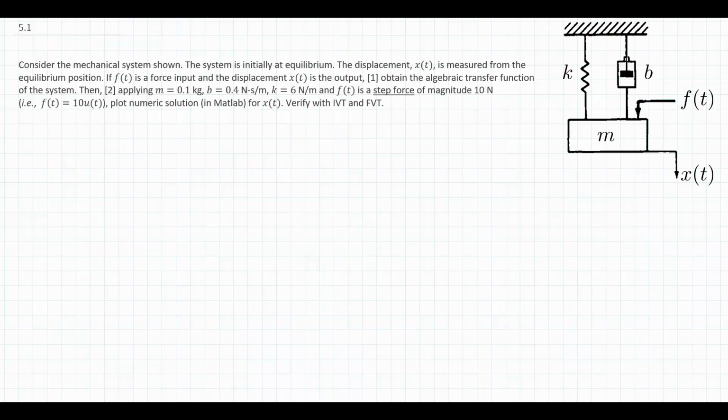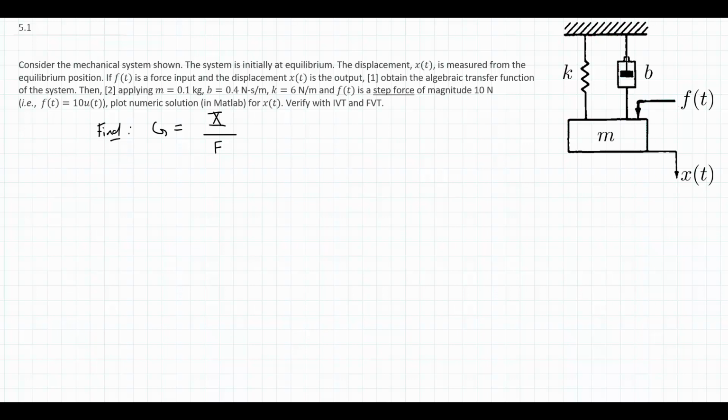in MATLAB. And also to verify at least the initial and the final values we get in MATLAB, we're going to apply initial value theorem, final value theorem to our solution. So the first step is we are trying to find what I will call g, the transfer function, where our output is going to be the position x, and the input is going to be that force F.